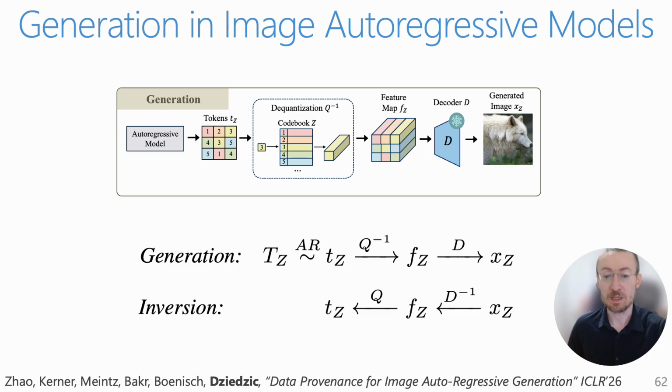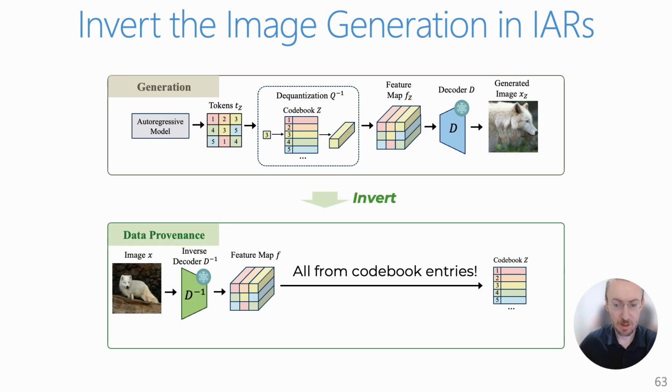We can also do the inverse process, going from the image x sub z to the tokens. We invert the decoding process, D to the power of minus 1, to go back to the feature map, and then from the feature map we just quantize it into the tokens, t sub z. Here we also show the inversion process visually: starting from the image, through the inverse decoder, we obtain the feature map, and then we identify whether the feature map entries come from the codebook.